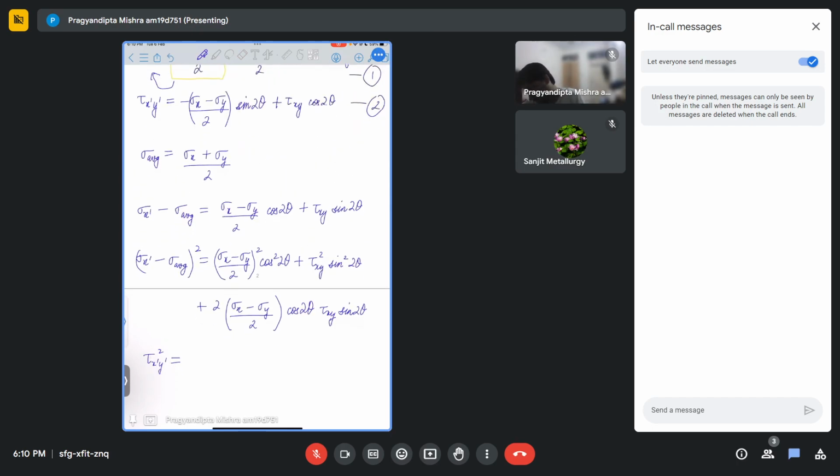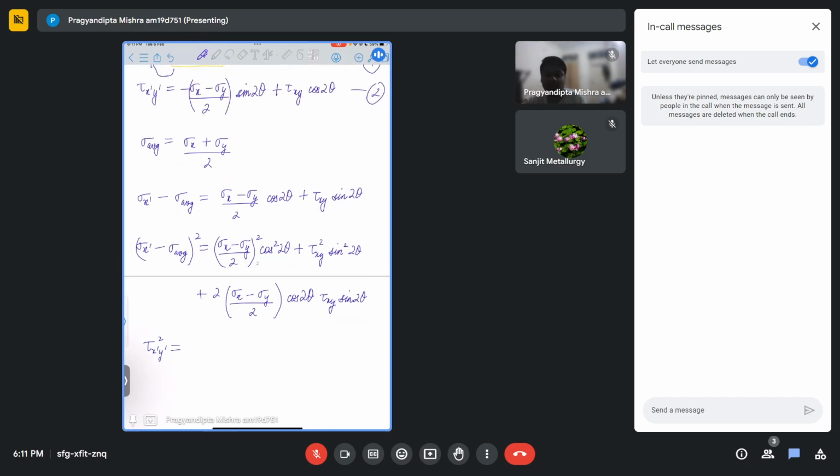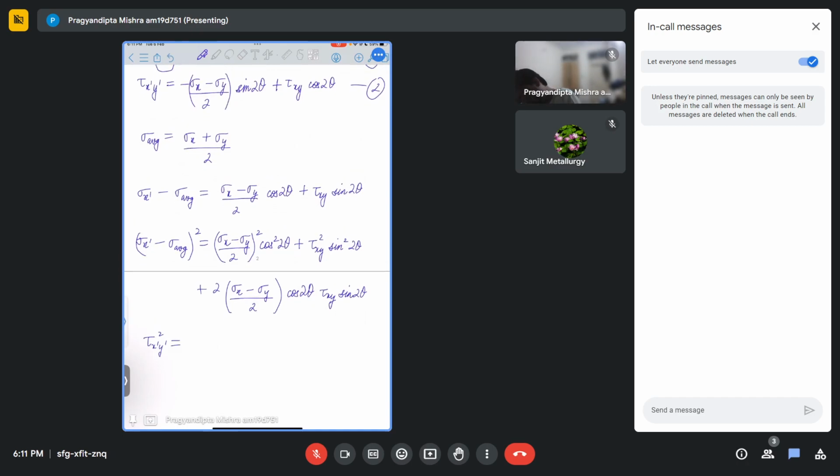what is tau x dash y dash? Yeah. So again, this is a minus b the whole square, right? So a square plus b square minus 2ab. So if I rewrite that, sigma x minus sigma y by 2 the whole square sin square 2 theta plus tau xy square cos square 2 theta minus 2 times sigma x minus sigma y by 2 cos 2 theta sin 2 theta tau xy cos 2 theta.